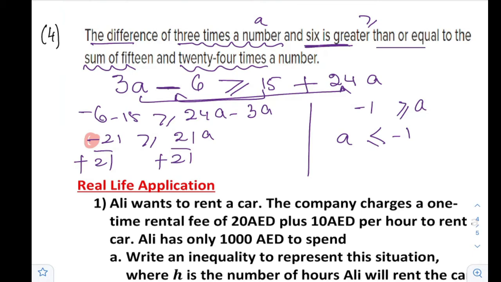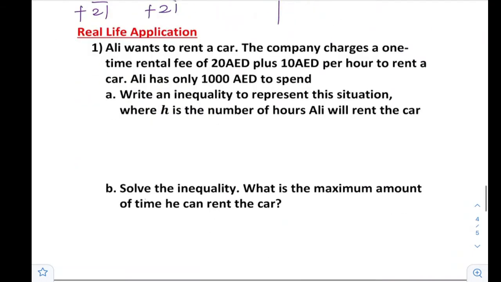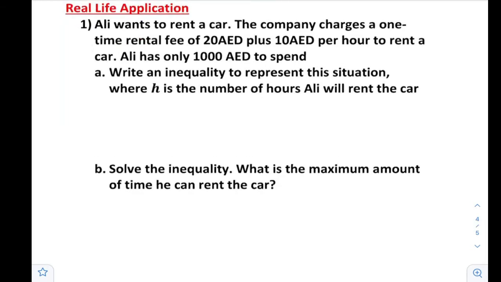Now let's go to a real life application. Ali wants to rent a car. The company charges a one-time rental fee, which he pays once, which is 20, so he will pay it once. And then plus he will add 10 dirhams per hour. So this will be repeated. Every hour he will pay 10 dirhams to rent the car.